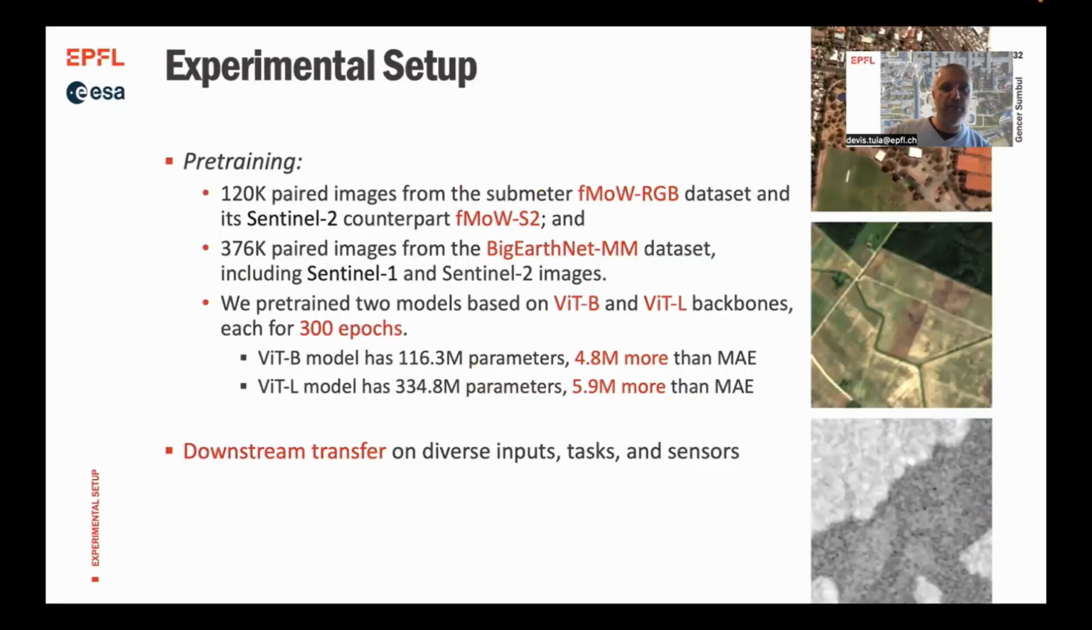Okay, some experiments now. We pre-train on more or less 500,000 pairs of images. They come from Functional Map of the World, the RGB version or the Sentinel-2 version, which is 120,000 pairs. Or we use BigEarthNet multimodal with 370,000 pairs of images, this time Sentinel-1 and Sentinel-2. We pre-train two models, one base and one large backbone, for 300 epochs, and the models are more or less the same size as MultiMAE. For downstream tasks, you will see we have different sensors and different tasks, segmentation and classification. There are a lot of them to have fun with.